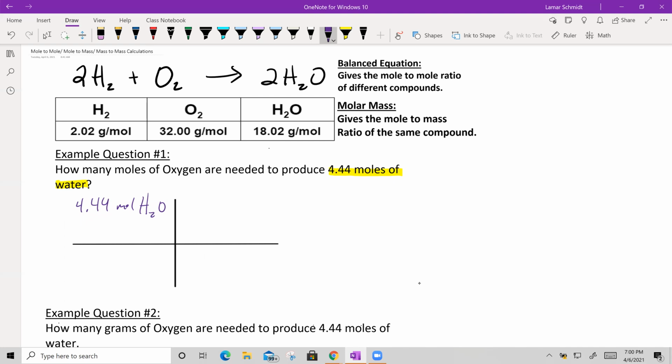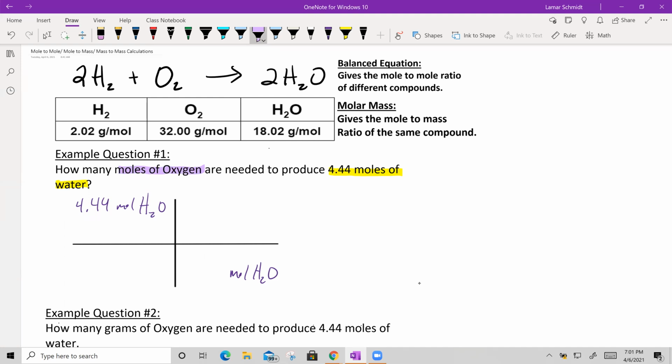What's my unit and compound from up here? That's right, moles of H2O. Notice I did not put 4.44 because that's not what we need there. We need that unit. And what are we trying to convert to? We have to ask ourselves, what are we converting to? We have moles of oxygen. So we're trying to convert to moles of oxygen.